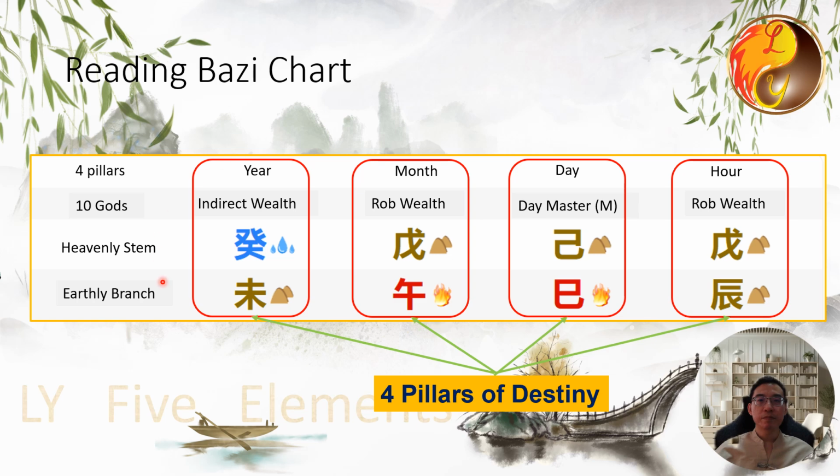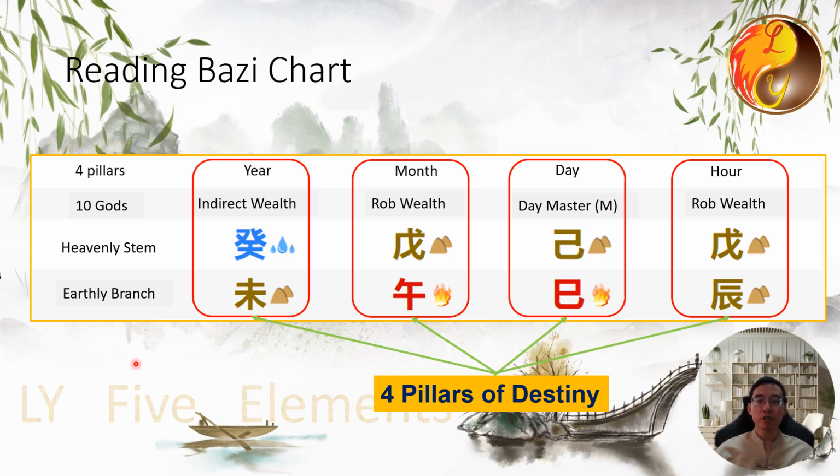This column is called the year pillar. This is the month pillar, this is the day pillar, and this is the hour pillar. In total, there are 4 pillars, hence the name 4 pillars of destiny. Each pillar has a heavenly stem and an earthly branch, making a total of 8 characters. The term 4 pillars and 8 characters comes from this structure.